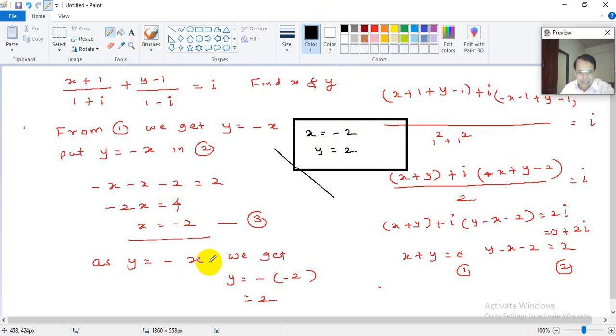So these are the problems depending on equality of two complex numbers. I hope you understood all the problems that I discussed in this lecture. They are all depending on equality, powers of i, etc., equality of two complex numbers. So we will continue in the next lecture. I hope you enjoyed this lecture.